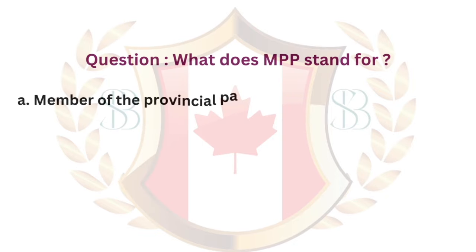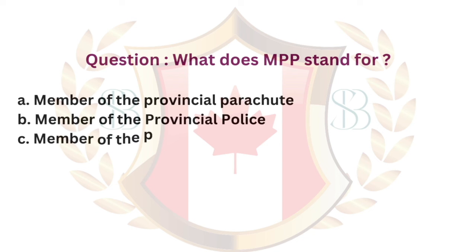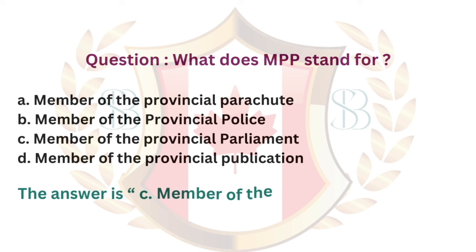Question. What does MPP stand for? A. Member of the Provincial Parachute. B. Member of the provincial police. C. Member of the provincial parliament. D. Member of the provincial publication. The answer is C. Member of the provincial parliament.